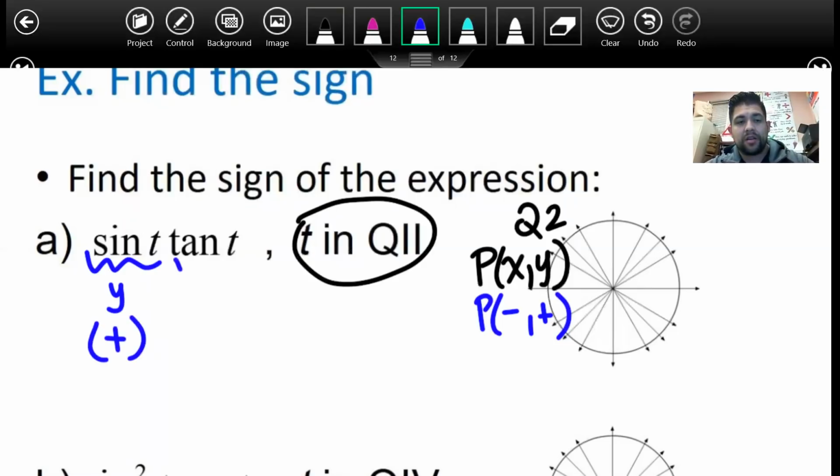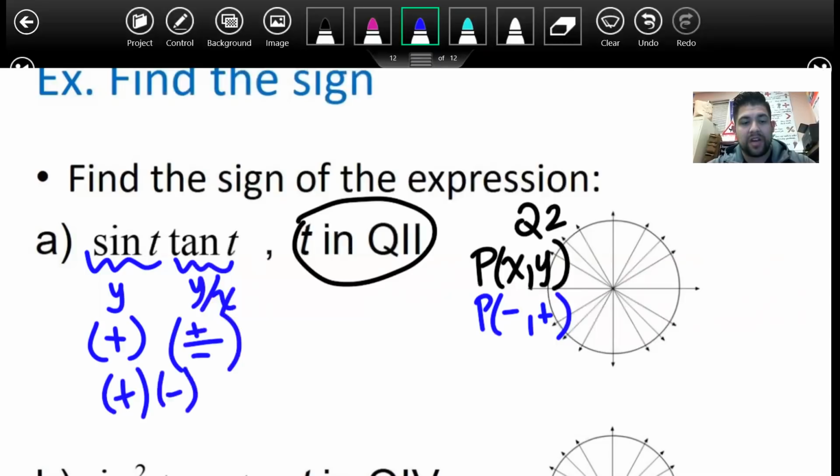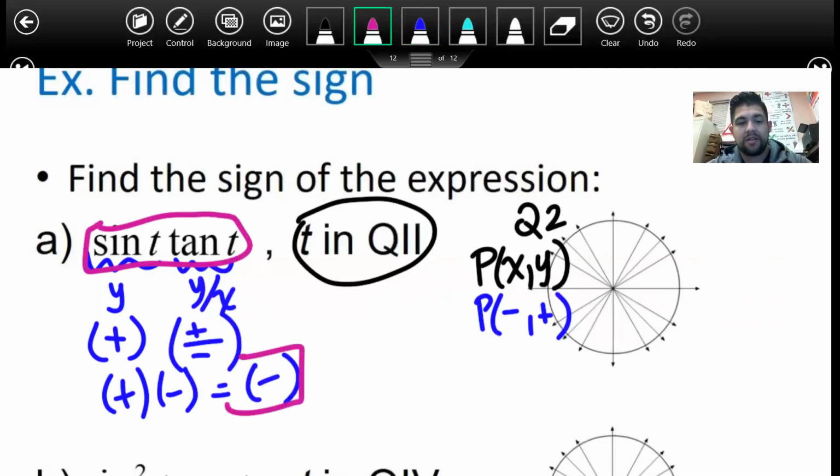Tangent is going to be a ratio, in this case y over x. So let me write this up a little bit. This is going to be y over x. What's y? Y is positive over a negative function, so this is definitely going to make it negative. A negative times a positive is going to be negative, so the sign of tangent t is going to be negative. And that's what we're looking for.